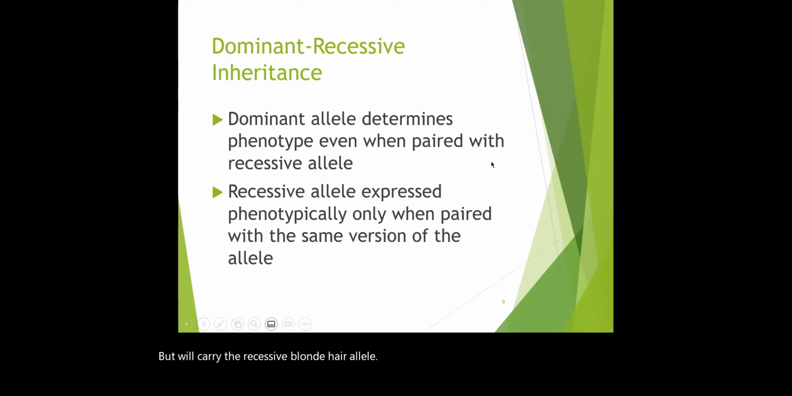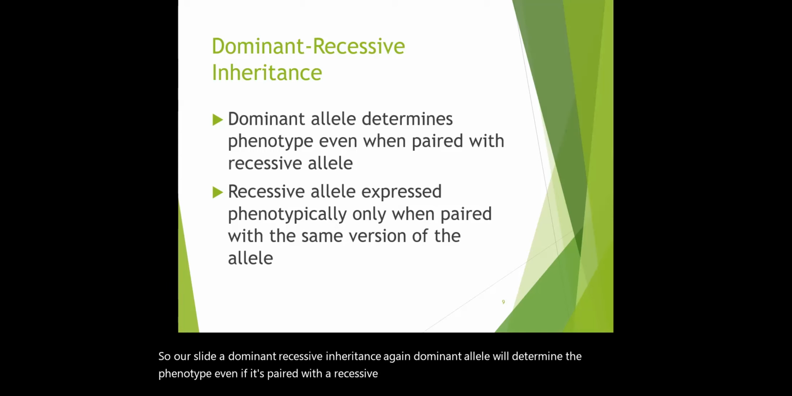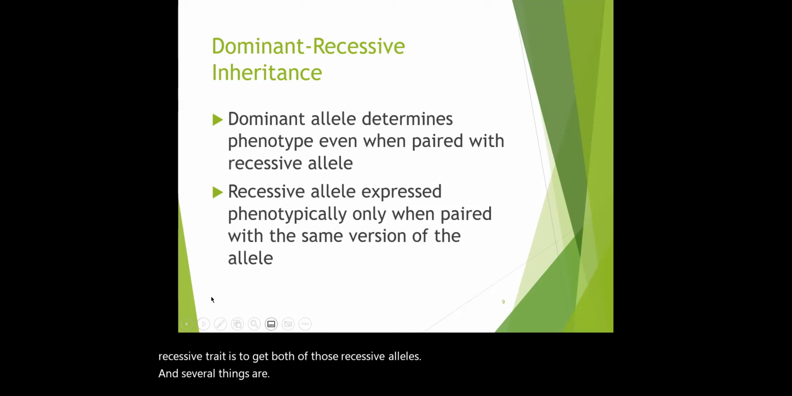So here's our slide, dominant recessive inheritance. Again, dominant allele will determine the phenotype, even if it's paired with a recessive allele. The only way to get phenotypically a recessive trait is to get both of those recessive alleles. And several traits follow this dominant recessive inheritance pattern.